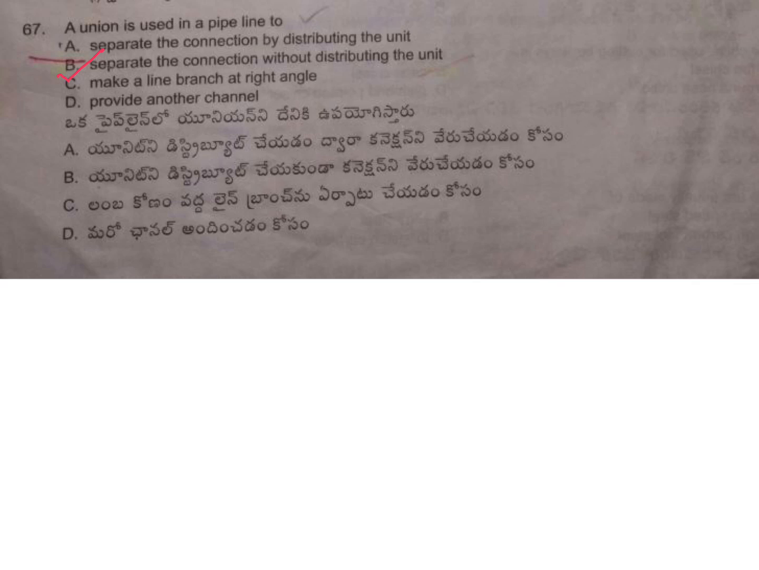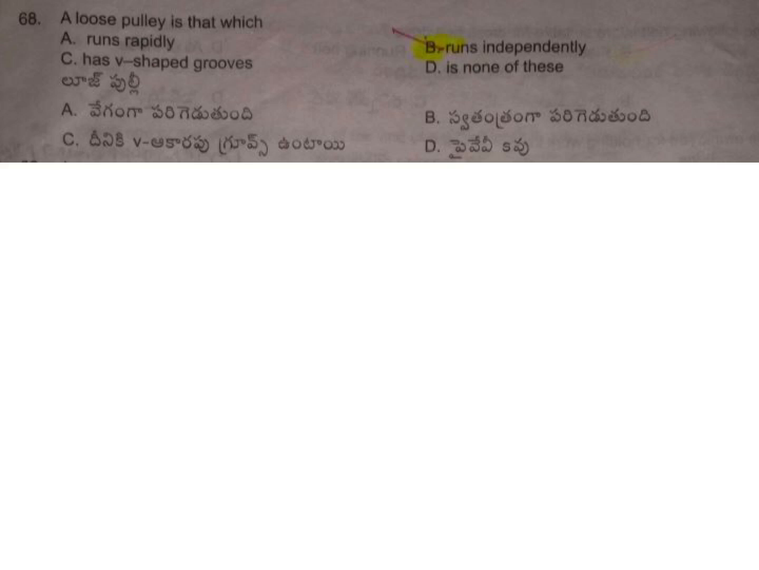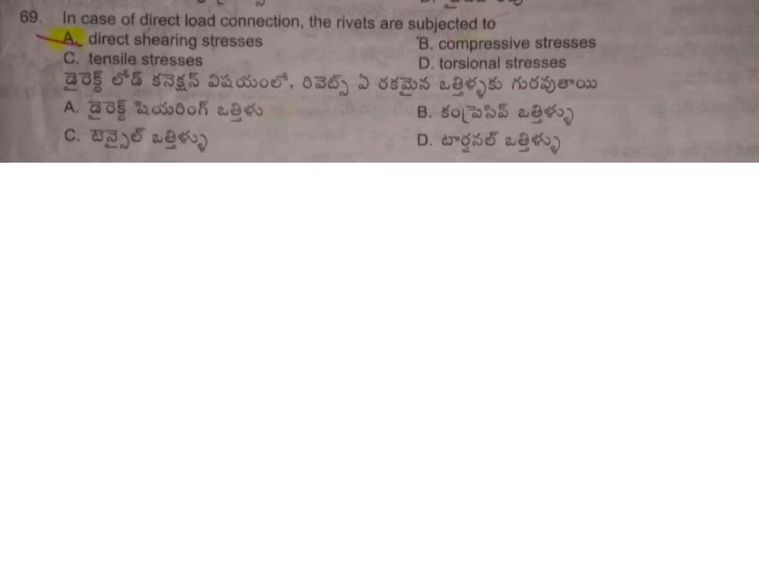This is also a machine design question. A loose pulley is that which A. runs rapidly, B. runs independently, C. has V-shaped grooves, D. is none of these. A loose pulley is that which runs independently. B is the answer. In case of a direct load connection, the rivets are subjected to direct shearing stress. A is the answer. For tensile stress, the plate is subjected to tensile stress.